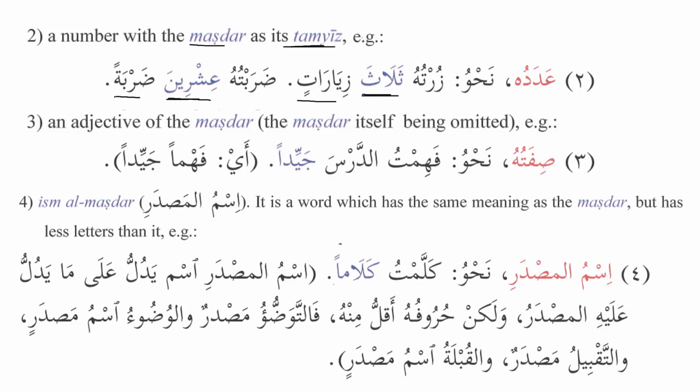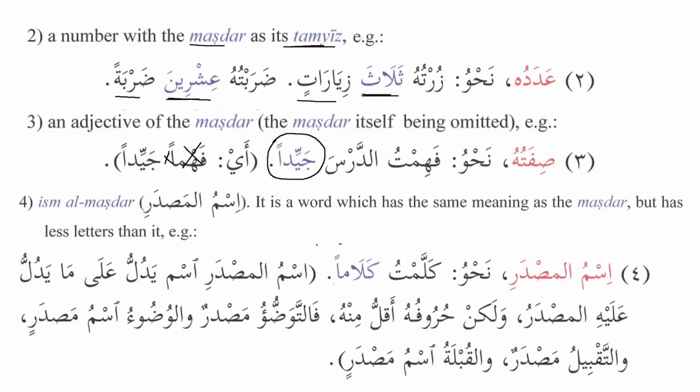That's a lot. Okay, then the third one is sifatuhu, an adjective of the masdar, nahwu fahimtu darsa jayyidan, ay fahman jayyidan. So it was basically fahimtu darsa fahman jayyidan, and fahman has been omitted. Why has fahman been omitted? Because the adjective is working as the deputy of the masdar. It tells the masdar, okay, there is no need for you to come up over here, I will do the job for you. So that is the third thing.